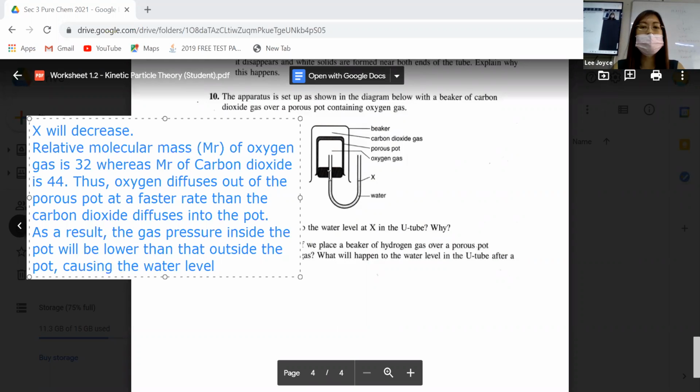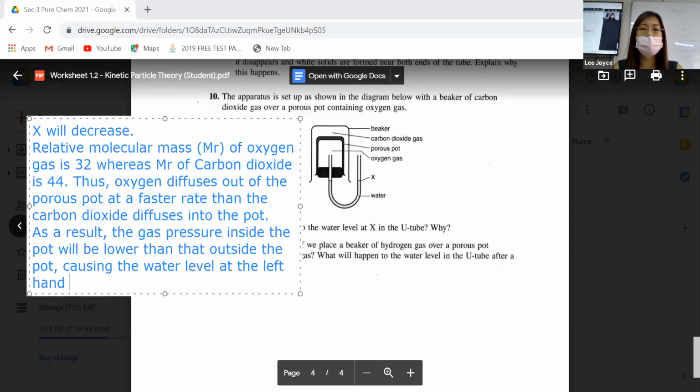Okay, now we call this the left-hand limb. You see this part here? This is the left-hand limb. This is the right-hand limb. All right, causing the water level at the left-hand limb to rise. If you want, you can also label it as Y or Z, or whatever. Okay.